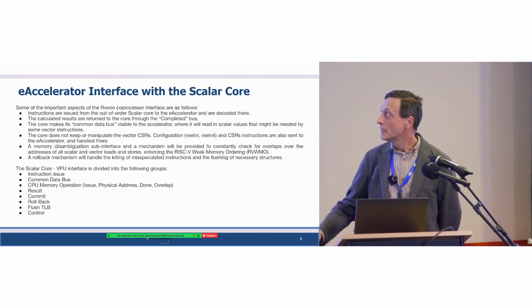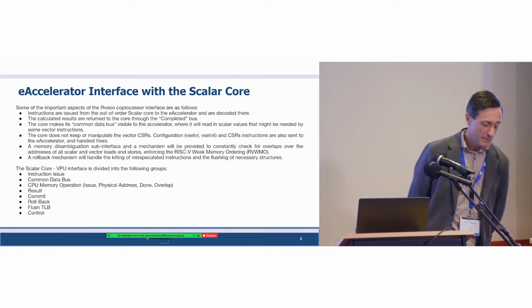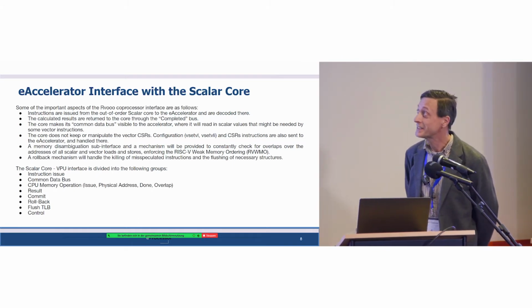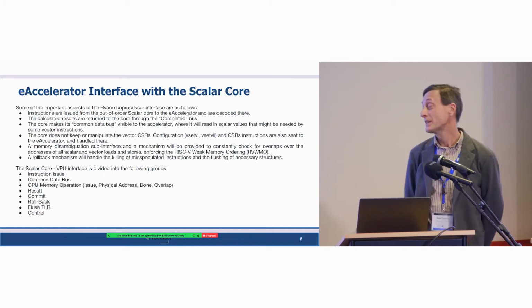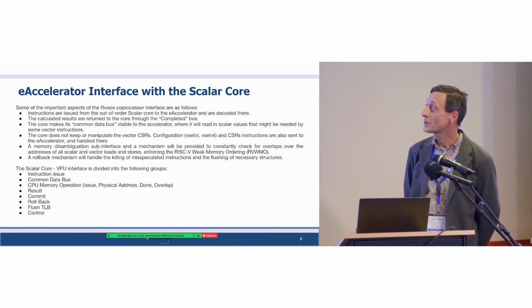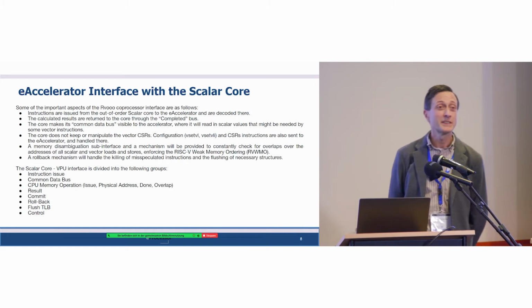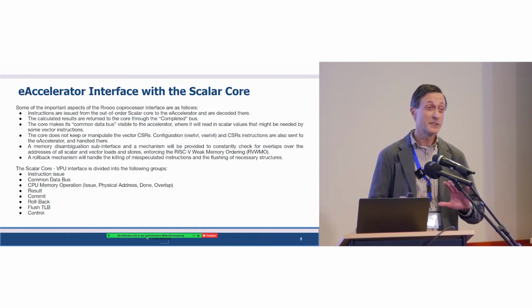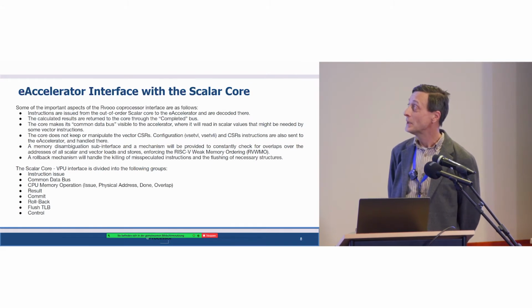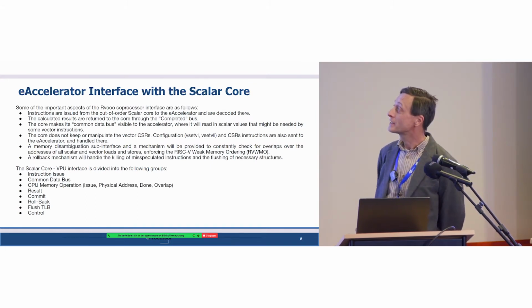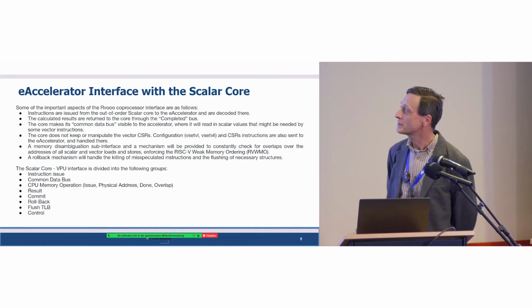The other important module of the accelerator is the interface with the scalar core. As we are a co-processor, we need to communicate with the scalar core. The scalar core sends us the instructions to execute. One of the important things you can see there in the second bullet is that we operate asynchronously. Our coprocessor is operating while the processor is also operating, so we need to communicate when we are done. That's what it's saying there. We share the common data bus and support the CSR instructions and so on.